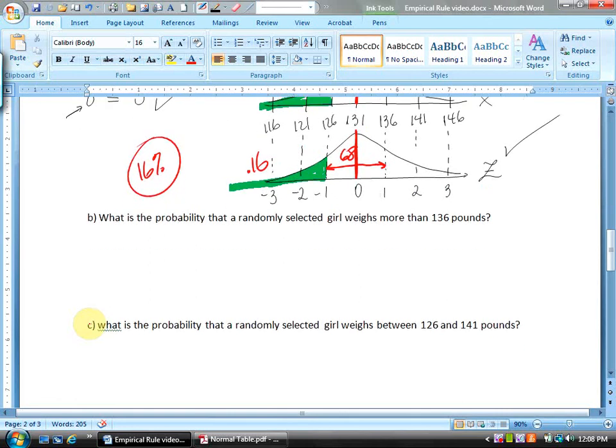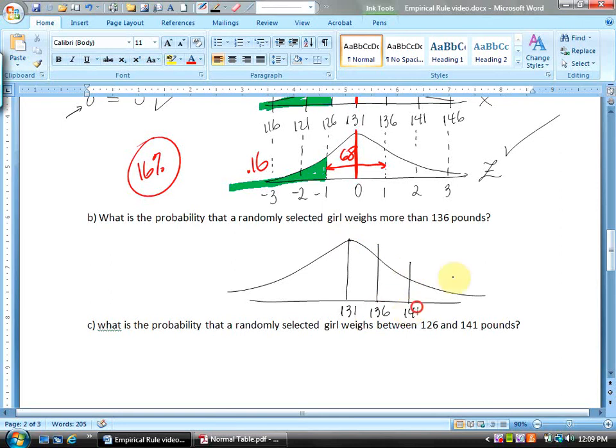Okay, so I'm going to draw all over again because I don't want to erase what I did there. We're talking about 136 pounds. So here's the center, 131. Here's 5 more, 136. 5 more, 141. 5 more, 146. The question is more than 136 pounds. So let me shade or highlight. This is what we want, this area.